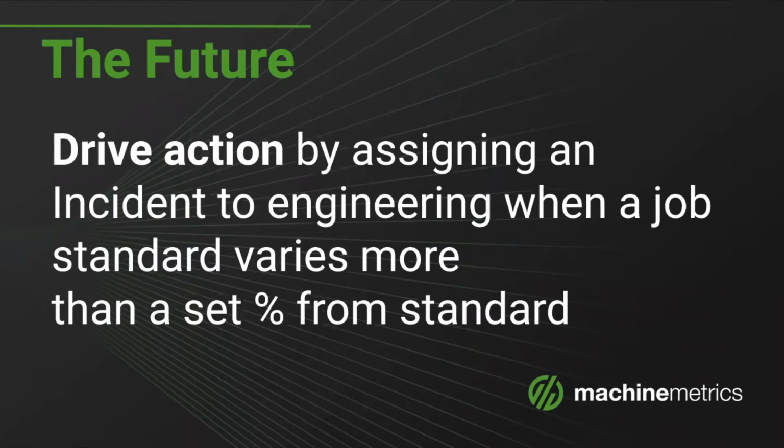That will allow our customers to say, I want to flag anytime a job standard has more than 20% variation, and you won't even have to go into the reports. It will automatically text or email. This driving of action is really what we're working on enhancing on our end to make job standard updates even easier than being able to look at the reporting side.